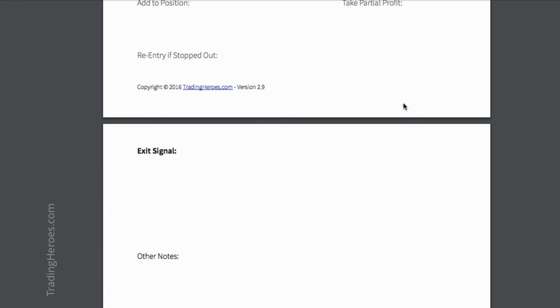And then finally, reentry. If you're stopped out, what are the rules for getting back in? Do you only take 2 entries, for example? That's kind of my rule. 2 entries per idea. If they don't work, then I'm gonna cut it out, because I could go down the rabbit hole and lose a bunch of money. But that's up to you. So what are your reentry rules?